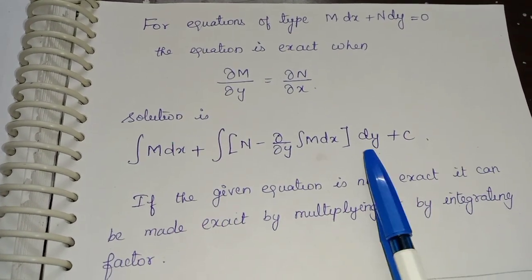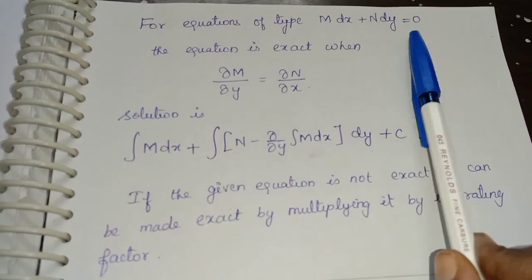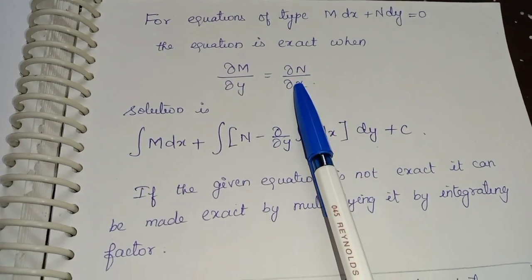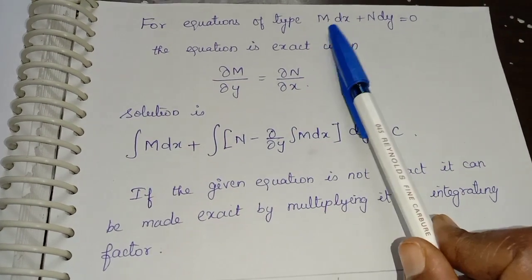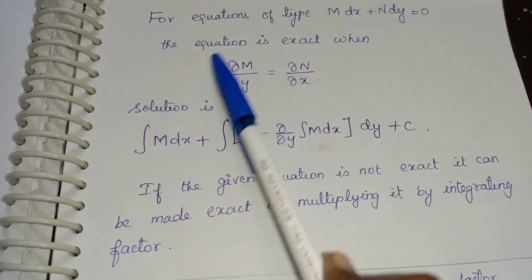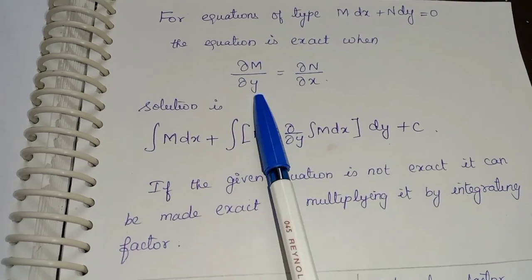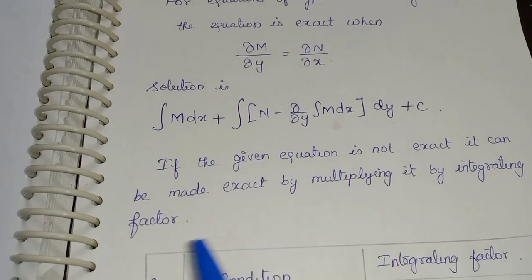So you write this as the solution when the given equation is of the form m dx plus n dy equal to 0, along with the condition dou m by dou y equal to dou n by dou x. Suppose an equation is given like this, but this condition is not satisfied, which means the equation is not exact. But we can make it exact by multiplying it with an integrating factor.